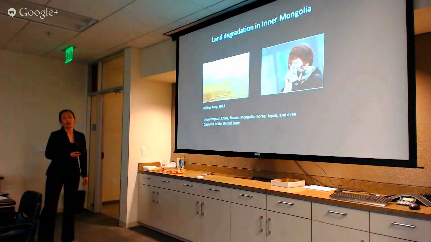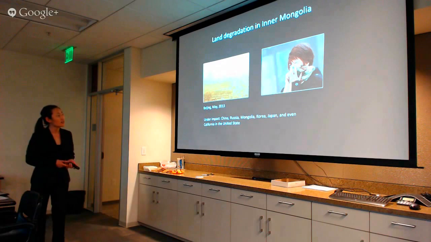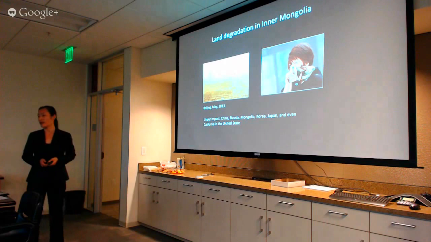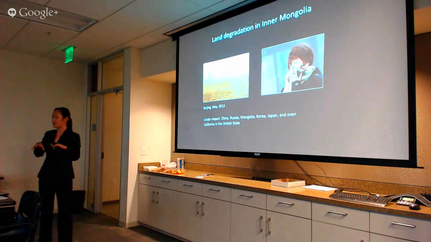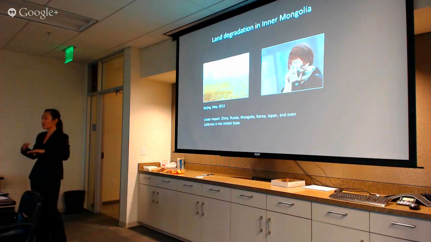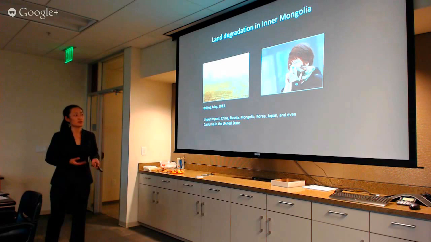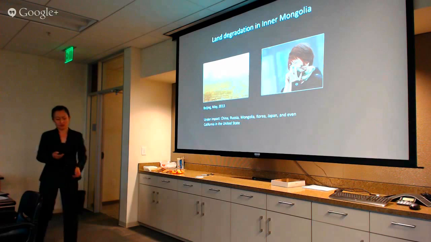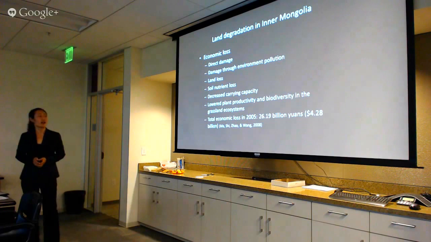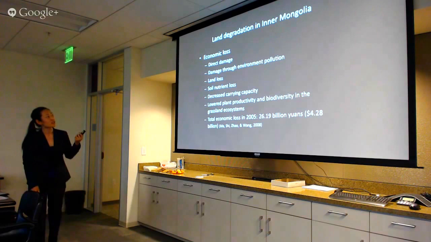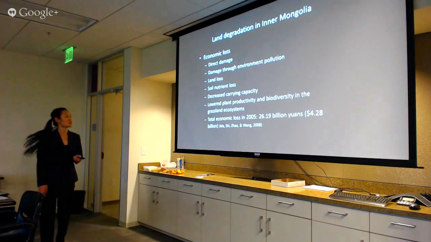And this is one of the bad impacts that desertification caused in China. Both of these pictures were shot in Beijing this year, earlier in May. Because there are several deserts or sandlands in Inner Mongolia, every spring there will be huge sandstorms that blow to not only Beijing, but also other areas of China, Russia, Mongolia, Korea, Japan, even sometimes California. And land degradation in Inner Mongolia has led to very serious economic loss, including direct damage, environment pollution, land loss, soil nutrients loss, decreased carrying capacity of rangeland, and lowered plant productivity.